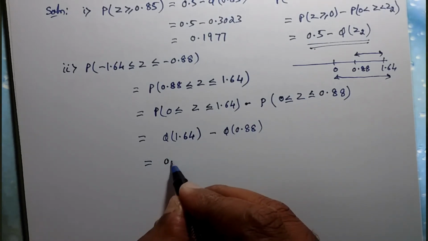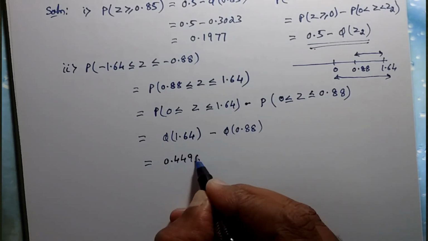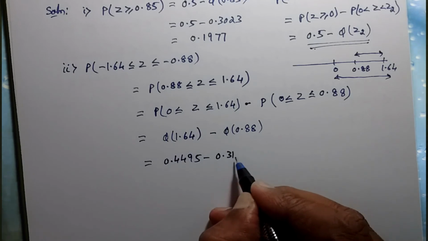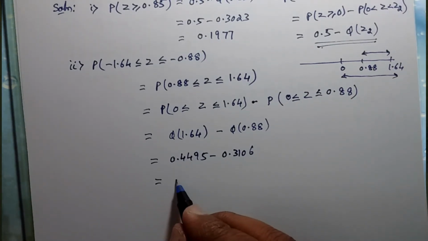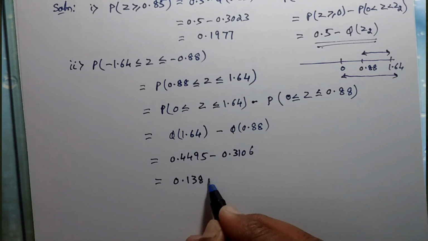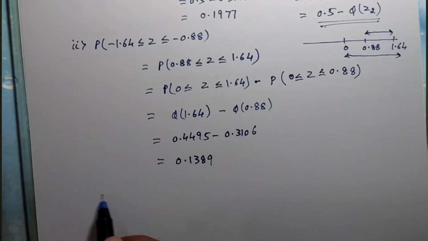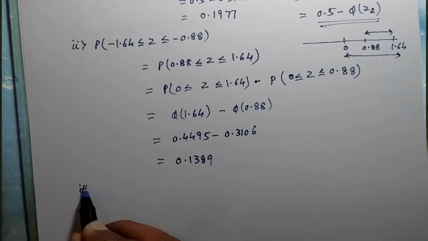It is 0.4495 minus 0.3106. Its value will be equal to 0.1389. Now let us move on to the third result.